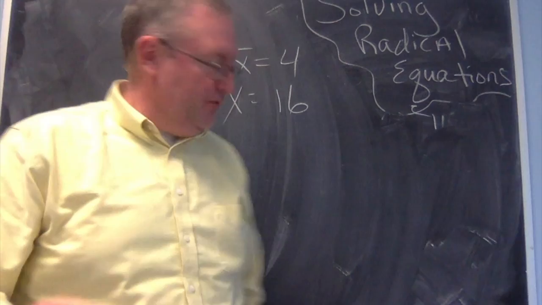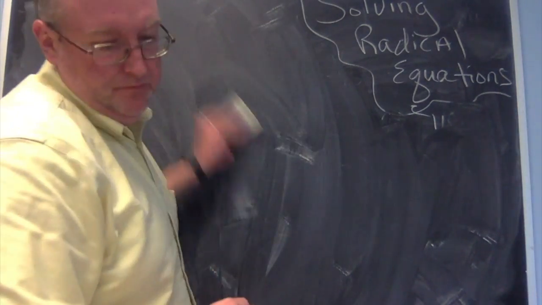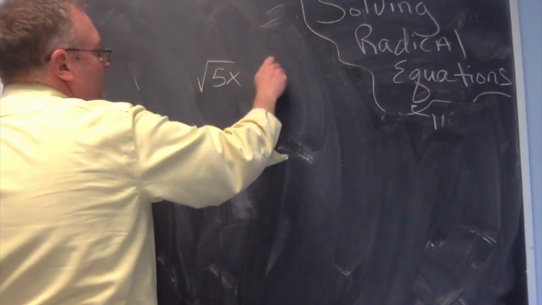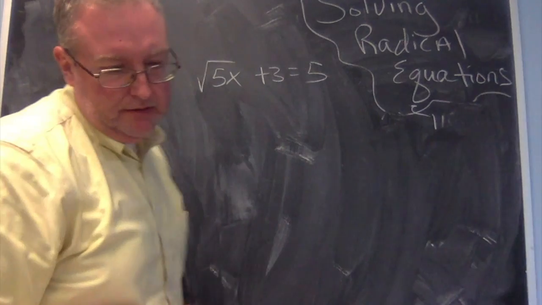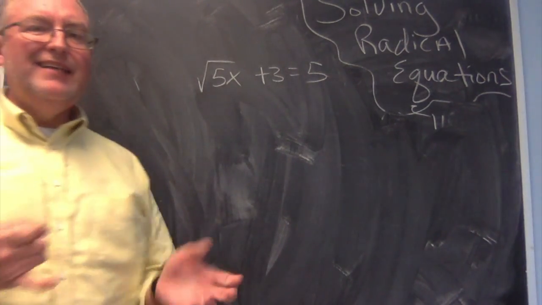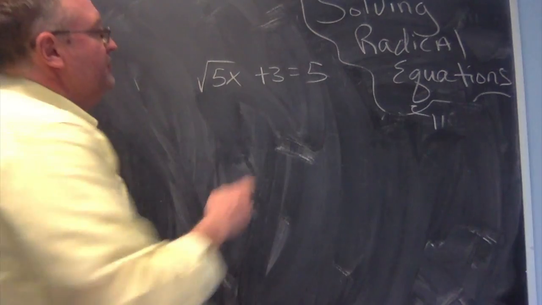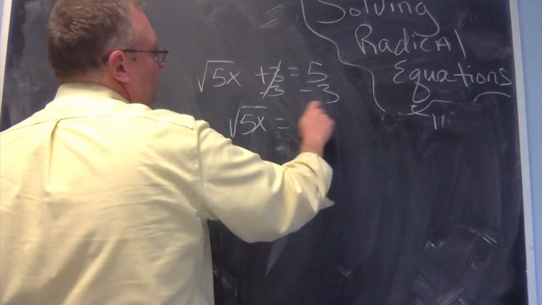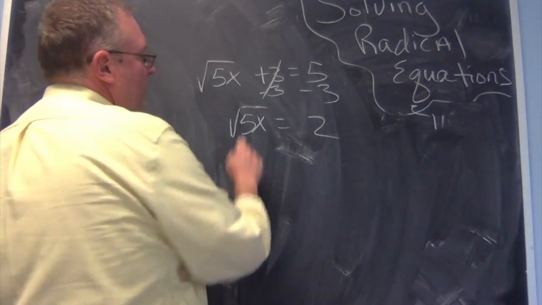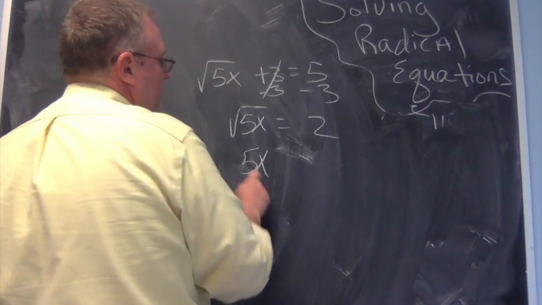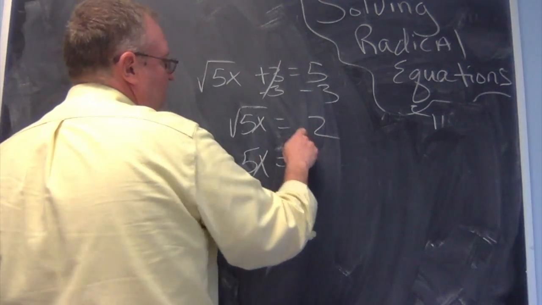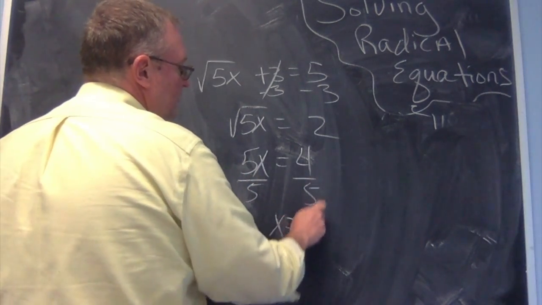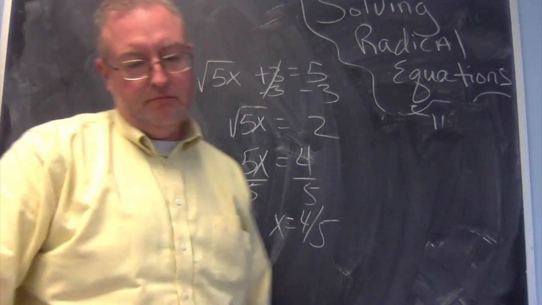Let's do number 5. Number 5 says the square root of 5x plus 3 equals 5. Correct? Yes. All right, so the first thing you have to do is isolate the radical sign. So I need to get rid of this plus 3 by subtracting 3. Now I have the square root of 5x equals 2, 5 minus 3. I'm going to square this to get rid of it, which is 5x. I need to square this because I squared that side. 2 times 2 is 4. Divide by 5. Divide by 5. X equals 4/5.